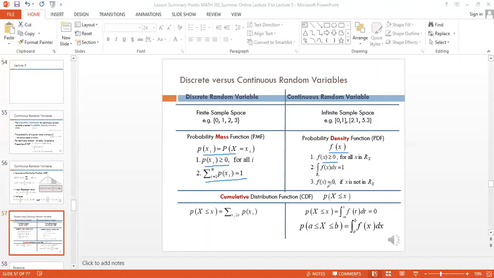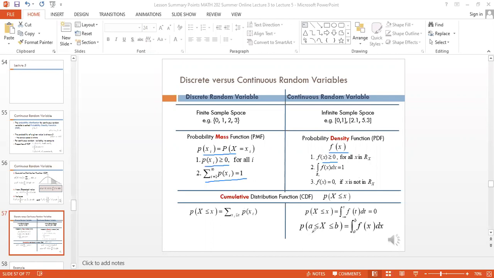If f of x is equal to 0, meaning the probability is equal to 0, then x is not what? In the domain of x in the first place. Okay, and the CDF, similar to what we have here, becomes the integral from the lower bound to the point x, with respect to what? With respect to t. Okay, good.